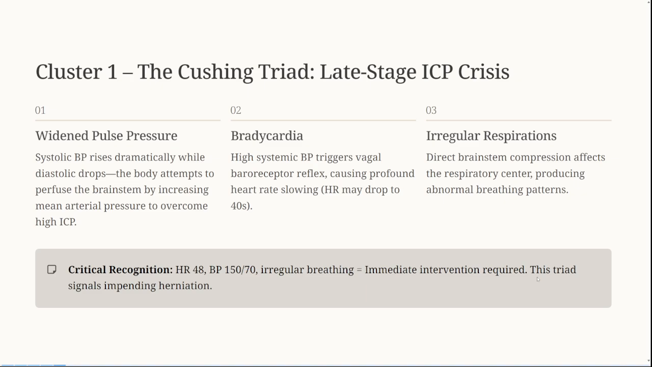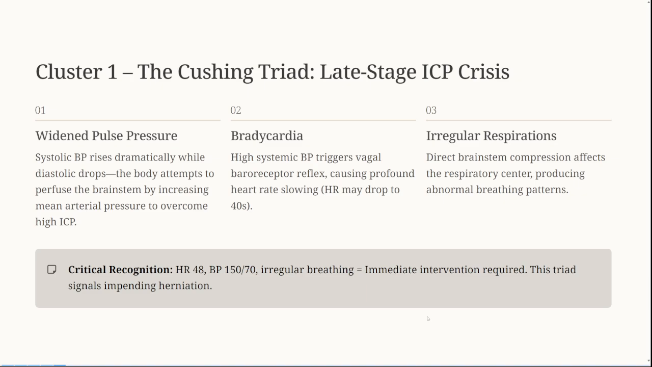When the ICP rises to a dangerously high level, it starts to compromise the brainstem's blood supply. Okay. The body's immediate, almost frantic response is to try to perfuse that brainstem. It does this by drastically increasing the mean arterial pressure, the MAP, to try to overcome that high ICP. So it's cranking up the blood pressure. Right. And this massive vasoconstriction results in a very high systolic blood pressure and a relatively lower diastolic BP. And that creates that dangerously widened pulse pressure.